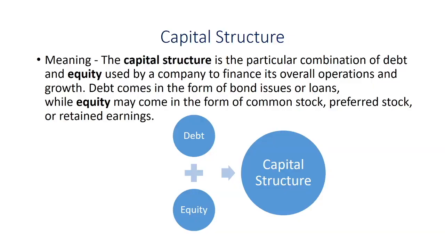Today in the course of financial management, we are going to discuss the concept of fundamentals of capital structure. You can see the meaning. The capital structure is a particular combination of debt and equity used by the company to finance its overall operations and growth. Debt comes in the form of bond issues or loans, while equity may come in the form of common stock, preferred stock, or retained earnings. As we can see, debt plus equity make up the capital structure.